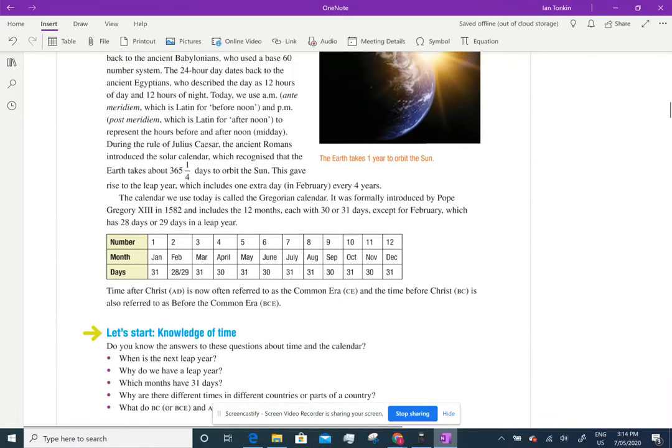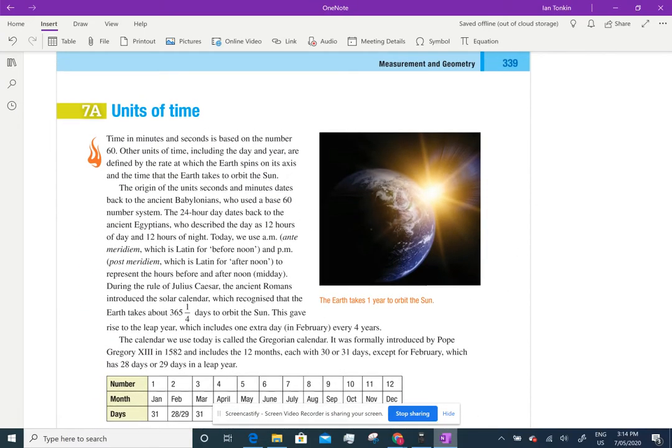Okay, Year 7, we're about to start our new unit on time. There's only 3 exercises in this, so it shouldn't take us very long, and most of the work is quite manageable until we get to time differences, and then it gets quite hard. The last exercise, exercise 7C.